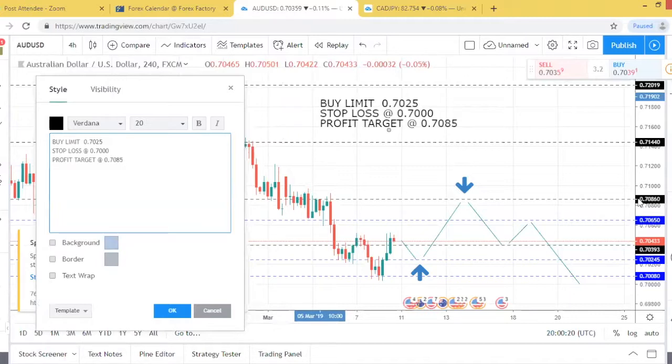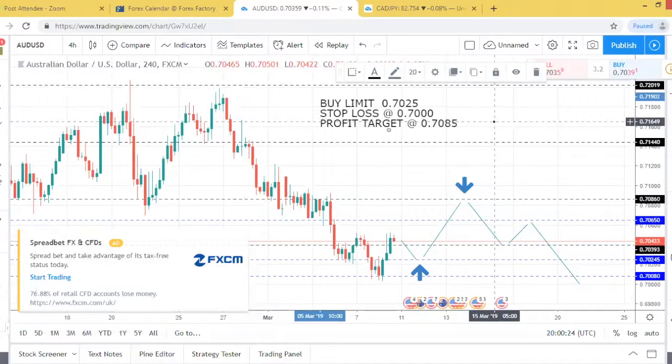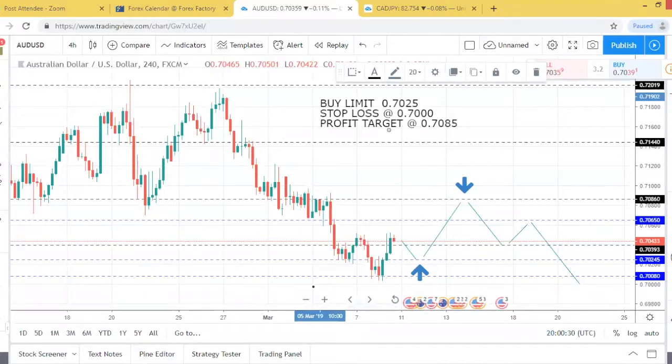Guys, do you have any questions about this position on the Aussie US dollar? So this is my main play for the week ahead. I'm looking for this counter trend movement because it's a good opportunity, guys. It's a good opportunity for us to take a couple percent, 2% out of the market.